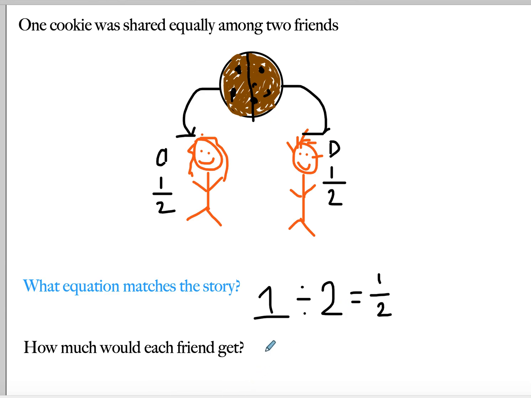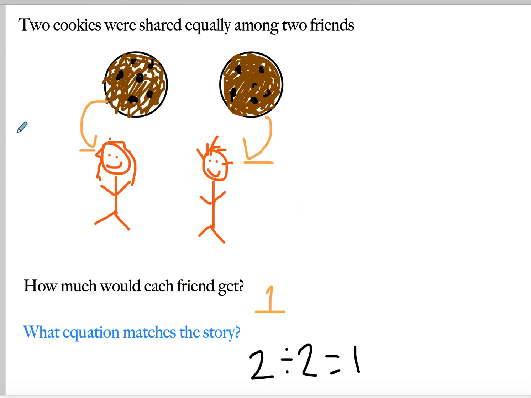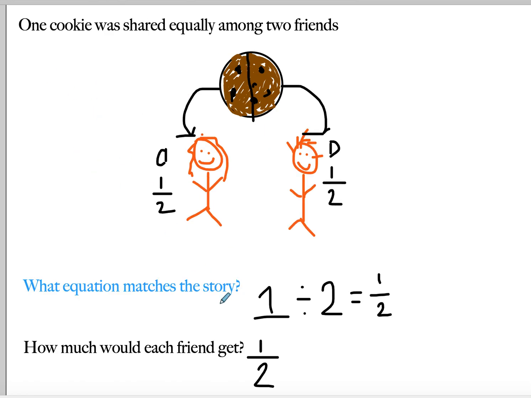How much would each friend get? Each friend would get 1/2. So one big difference I noticed between this equation and the last equation is that in the last scenario, my quotient was a whole number, but in this scenario, my quotient is a fraction. So let's think more about why. Well, like I said, fractions are really just division after all. So in this case, my 1/2 means that I started with 1 cookie and I split it into 2 parts. And that's what that 1/2 means.